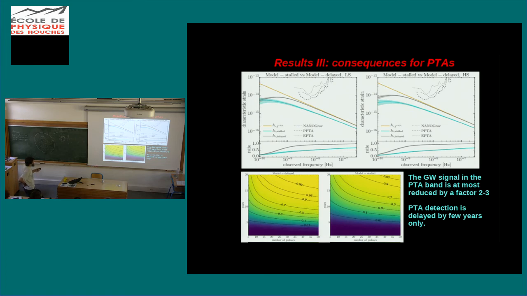This is what you would have without triplets, with a single model. And this is what you get if you just stall all the binaries and you rely only on triplets. And this is the ratio between the two. So you see that you lose only a factor of 2 to 3 in signal in PTA, even if all binaries stall, okay? So that's very important for the future of pulsar timing astronomy as well.